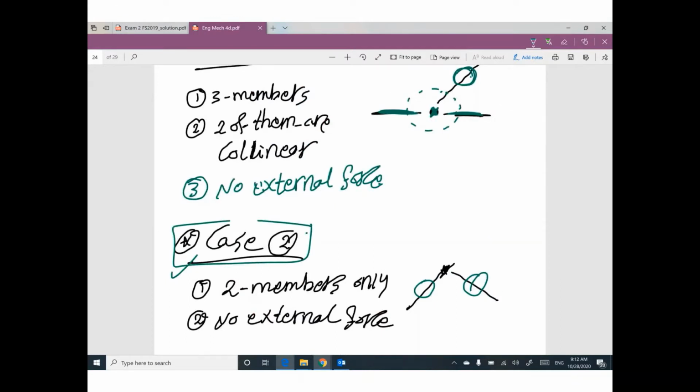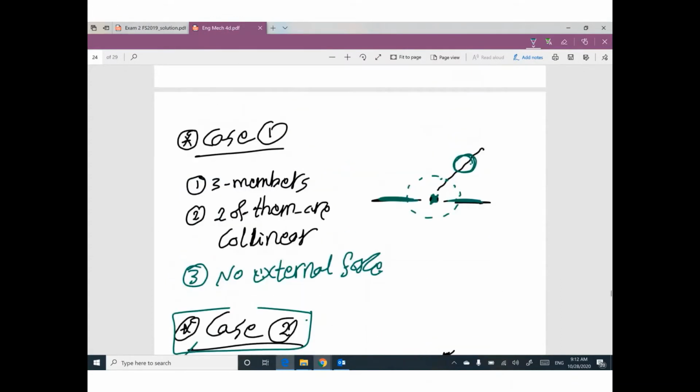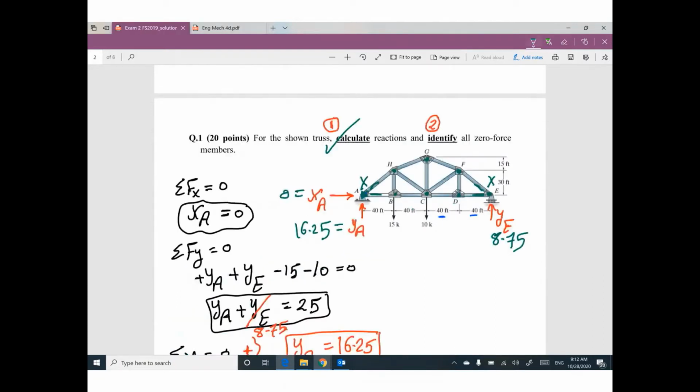Let's try for case number 1. I'm looking for a joint with 3 members, 2 of them are collinear, no external forces. No external forces, yes. So this joint will not work. This joint will not work. This joint will not work because we have 4 members. This joint will not, probably. This joint can work, I'm not sure. This one will not work.